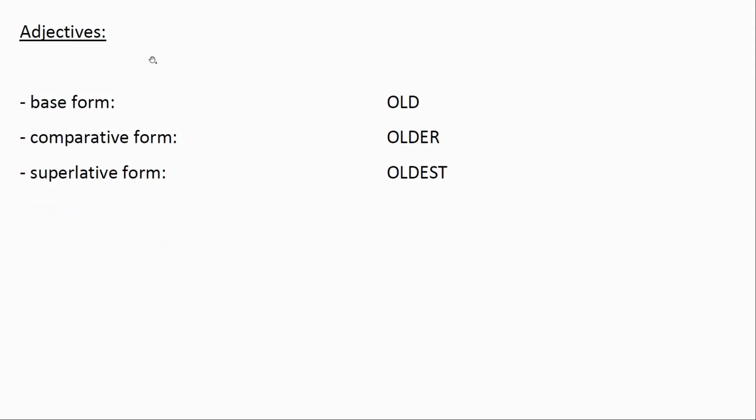Adjectives. There is the base form, like old, the comparative form, older, and the superlative form, oldest. Naturally, only some adjectives are inflected like this. Adverbs. There is the base form, like soon, the comparative form, like sooner, and the superlative form like soonest. And there are even fewer adverbs that are inflected for comparison.